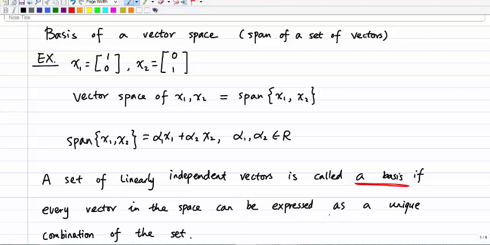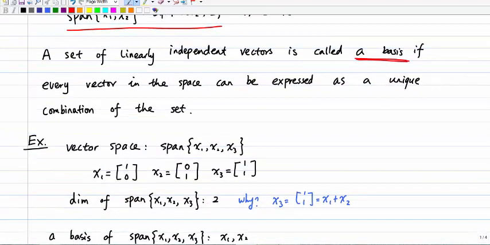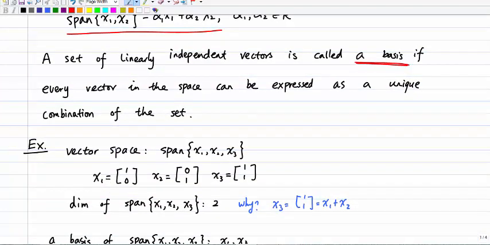Okay, which means we have a span. Let's say we have a span over here. We want to find a set of vectors that can be used to represent any vector in the space. For example, if I give a vector space which is a span of x1, x2, x3, where x1 is 1, 0, x2 is 0, 1, x3 is 1, 1.